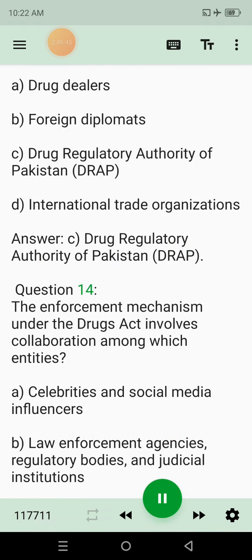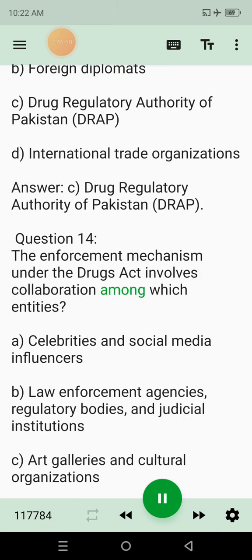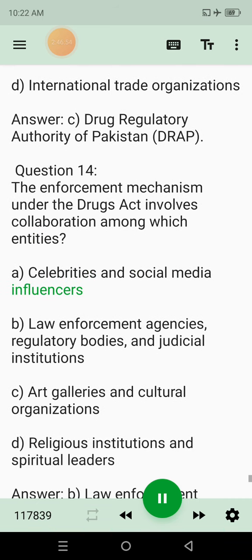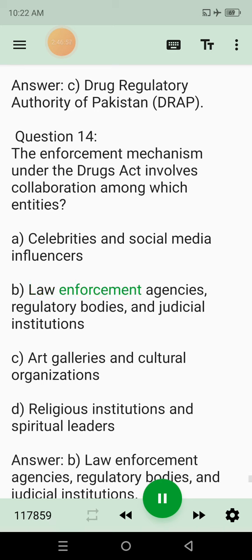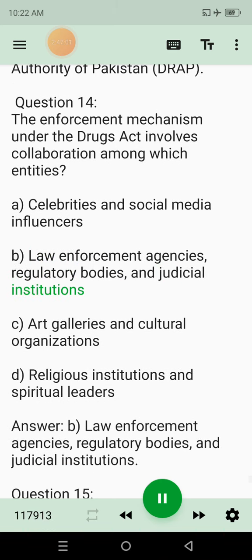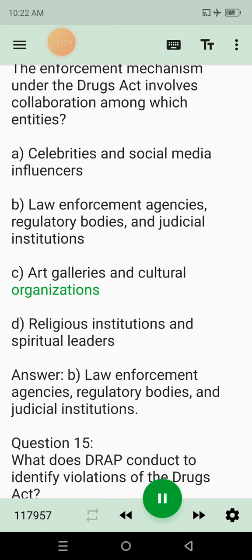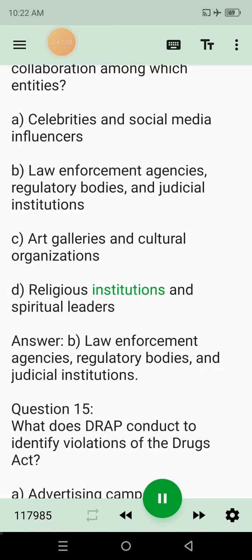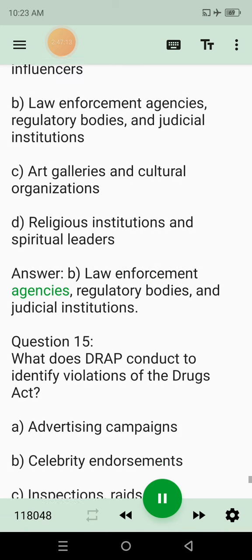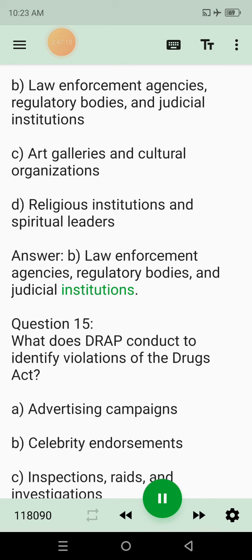Question 14. The enforcement mechanism under the Drugs Act involves collaboration among which entities? A. Celebrities and social media influencers. B. Law enforcement agencies, regulatory bodies, and judicial institutions. C. Art galleries and cultural organizations. D. Religious institutions and spiritual leaders. Answer. B. Law enforcement agencies, regulatory bodies, and judicial institutions.